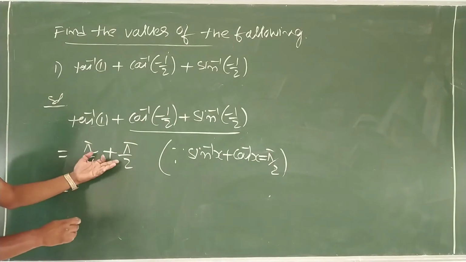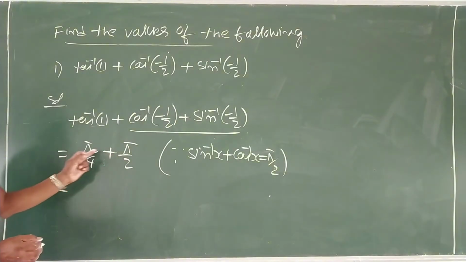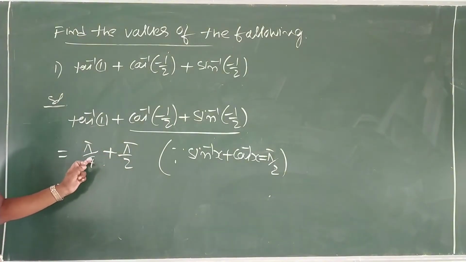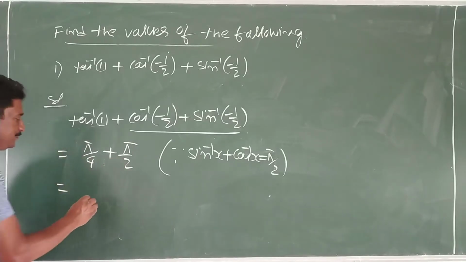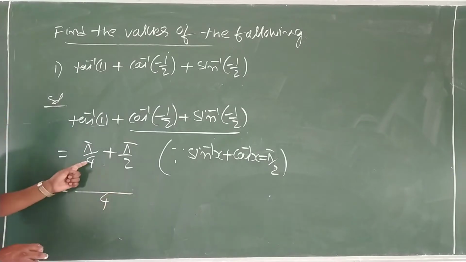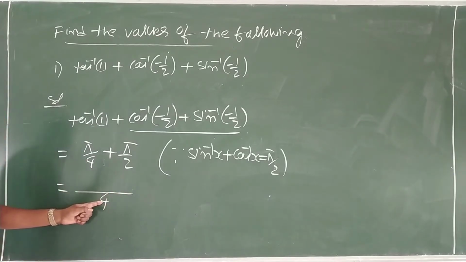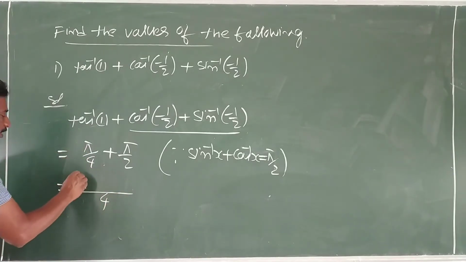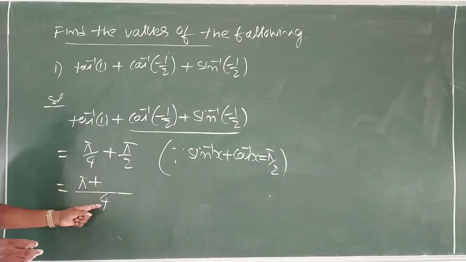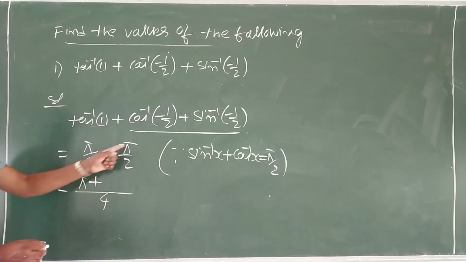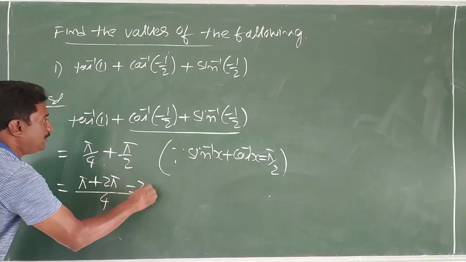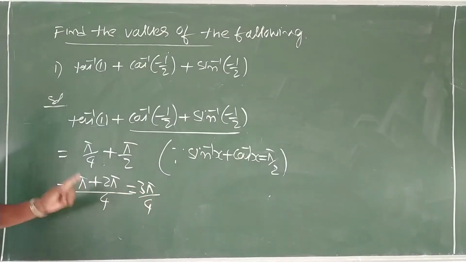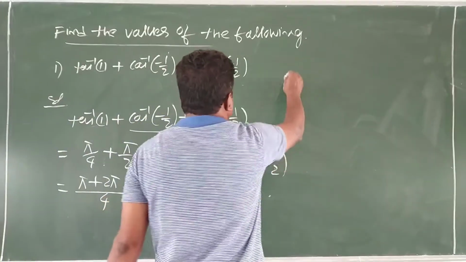Now simplify this. What is the LCM of 4 and 2? 4, because 2 divides 4. 4 divides 4 how many times? Once. 1 into pi, pi. Plus, divide this 4 by 2: 2 twos are 4, so 2 pi. 2 pi plus pi, 3 pi by 4. We got the answer. Now one more way of solving it.